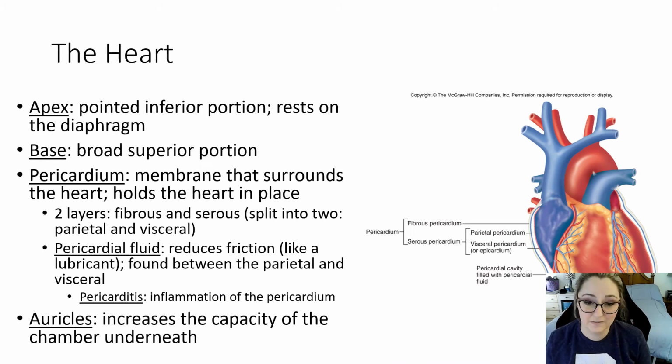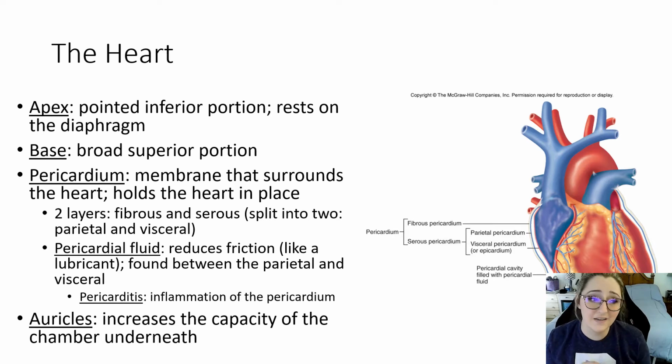So let's talk about the heart. The apex is going to be the pointed inferior portion of the heart. This part of your heart is going to rest on your diaphragm. Your diaphragm is going to be that muscle that separates your thoracic cavity from your abdominal cavity. This muscle is also going to help you breathe, but it's a big muscle that almost looks like an umbrella in my opinion. It spans the entire circumference of your chest essentially, but only like a top portion. It's almost like a lid, if you will.